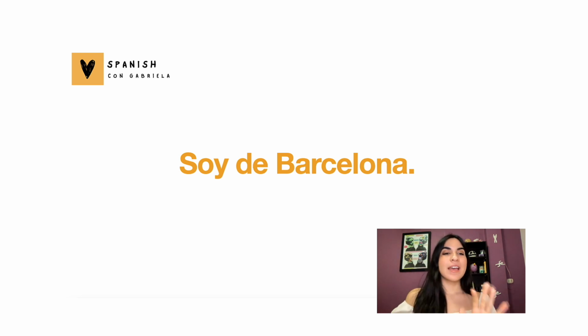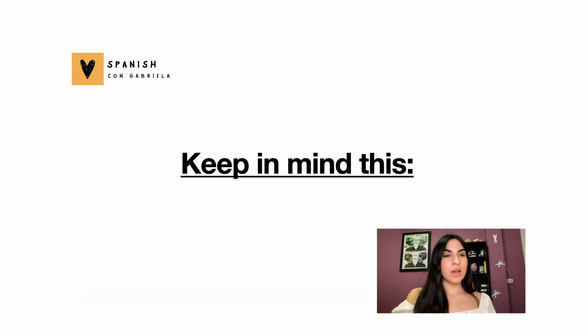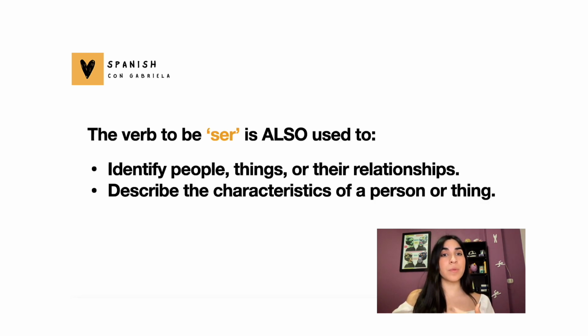But now, keep in mind the following thing. There are some exceptions, and also this might be a little bit confusing. When we use the verb ser, which once again, remember, is for permanent states or situations, we can also use this verb when we try to first identify people, things, or their relationships, and second, describe the characteristics of a person or a thing.